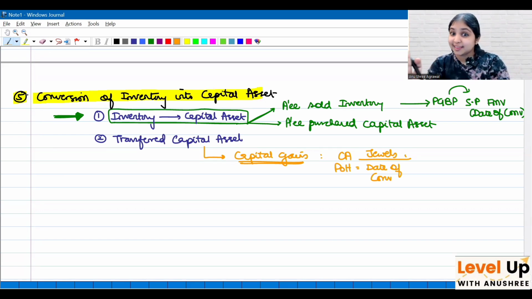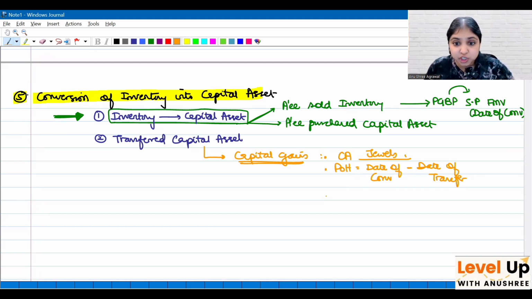No need to mug up anything. Pure logic, guys. The assessee purchased a capital asset when in reality he did not purchase. In reality he only converted. But I'm imagining on the date of conversion that the assessee purchased the capital asset. So if the assessee purchased the capital asset on this date, then that will be your starting point of the period of holding. When will the period of holding end? The period of holding will end on the date of transfer. Whatever is the date of sale, whenever you're doing this transfer, the period of holding will end. Then what's your next step after this?